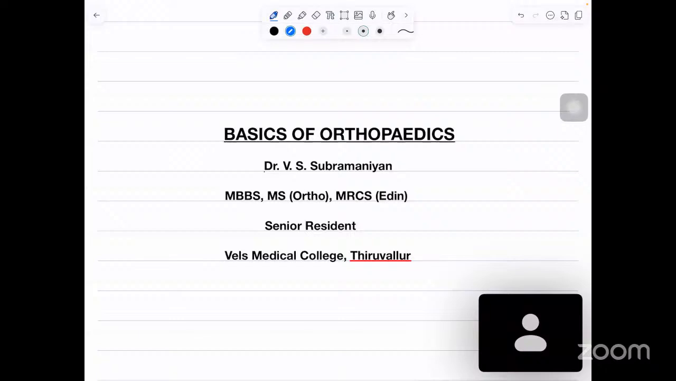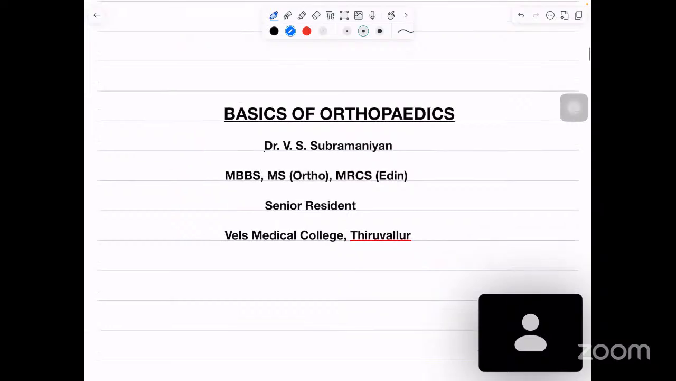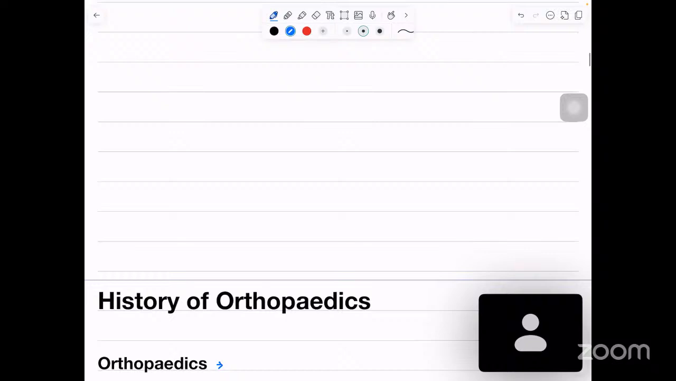Okay. So I completed my undergraduate at Meenakshi Medical College in the year 2017. After that, I was working in emergency medicine for a period of 1 year. After that, I joined my MS Orthopedics at Government Dharmapuri Medical College in 2020. I completed my postgraduate last year. Now, currently, I'm a senior resident at Wales Medical College.